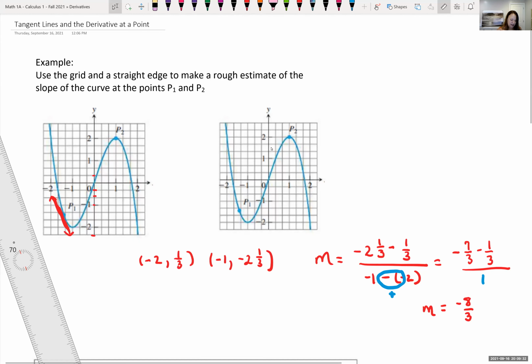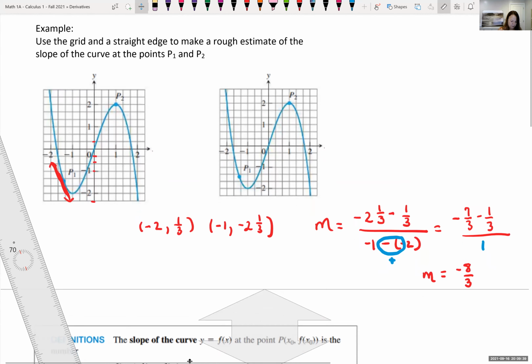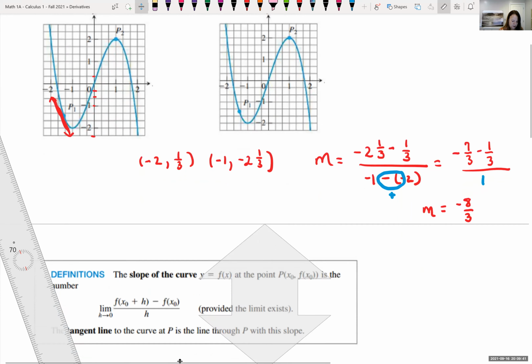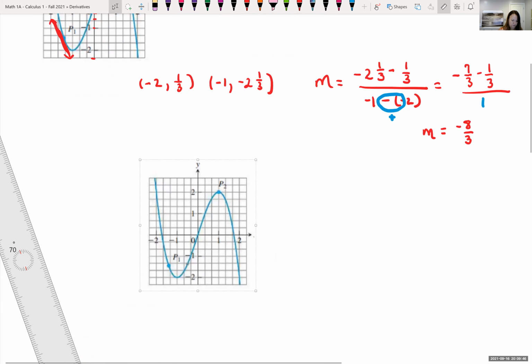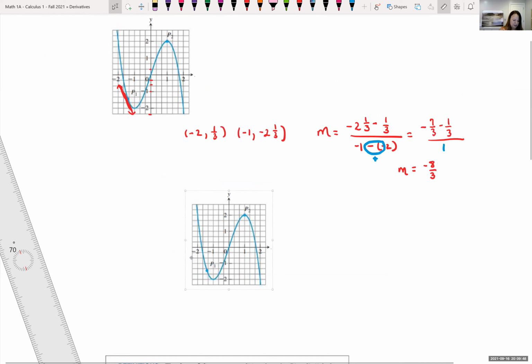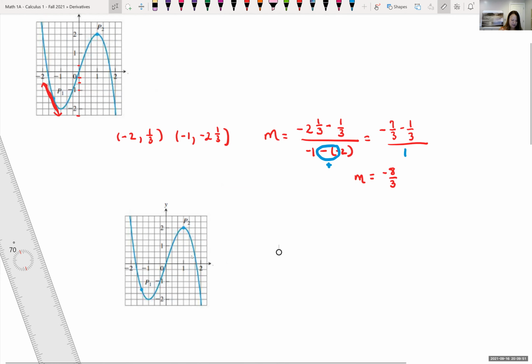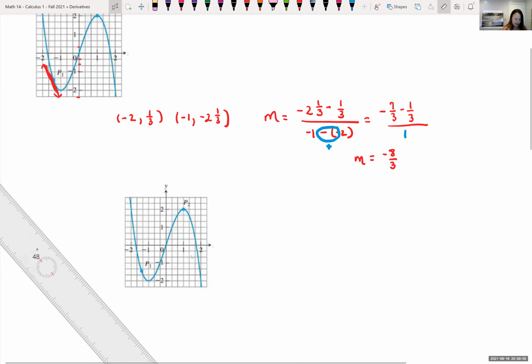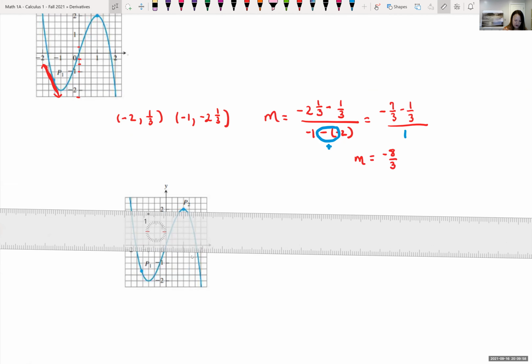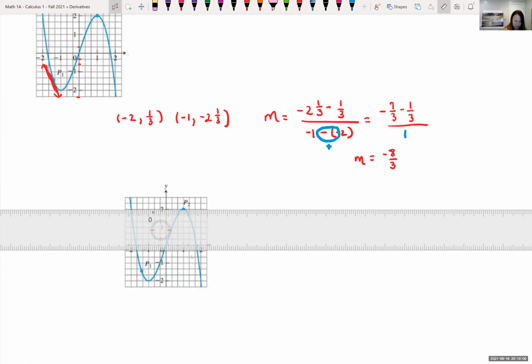So looking at it, they want to do the same thing with P sub 2. Give myself some more room. So P sub 2, if we look at P sub 2, it looks to me like that is actually a maximum value at that point. And that's a curve, it's not a sharp corner. If I look at this, the tangent line is actually horizontal.